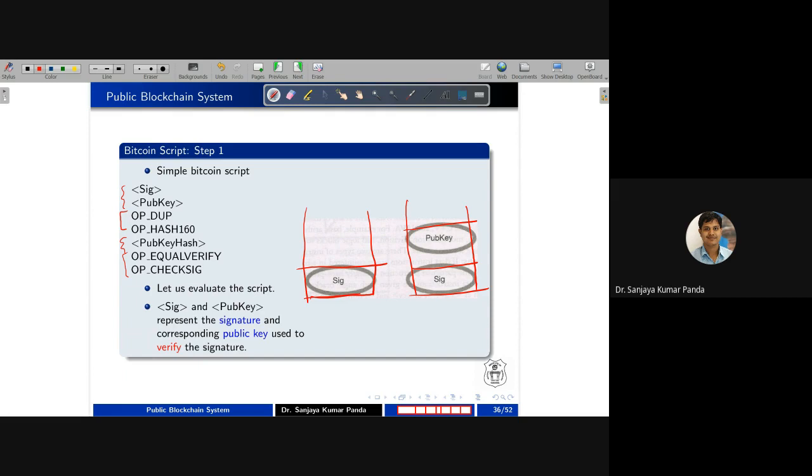What does it actually indicate? It indicates your public key to verify the signature. Why is the public key important? The public key is used to verify the signature. We have seen there is a public key and a private key in asymmetric cryptography. So you need to verify that signature, and for that you have added it.